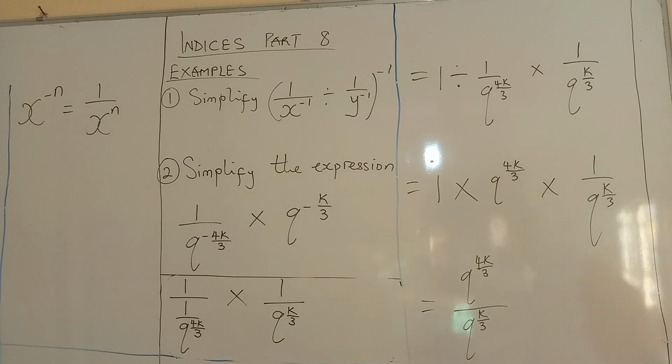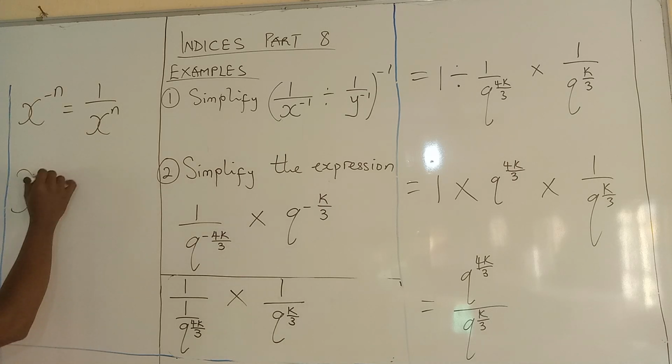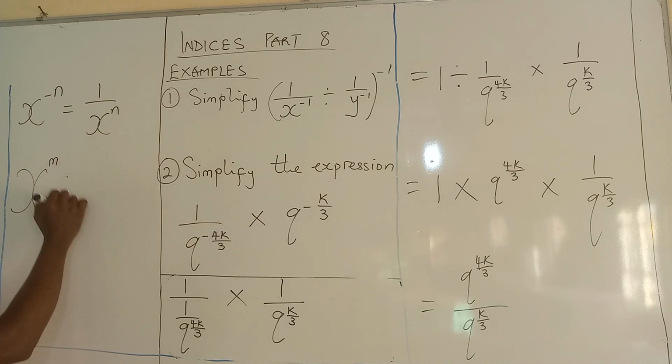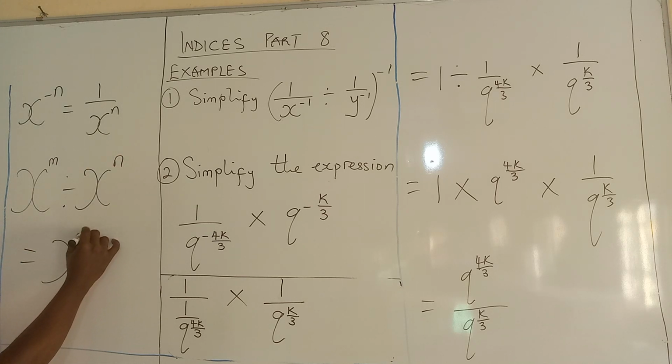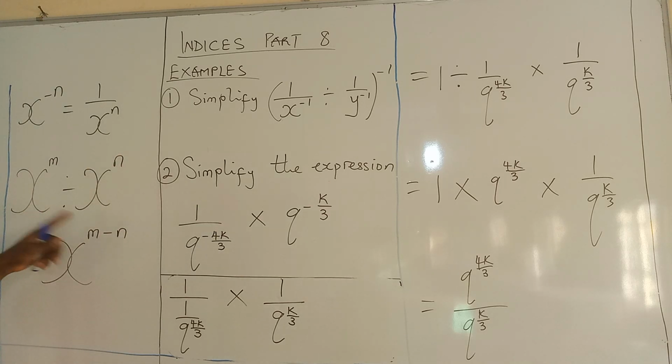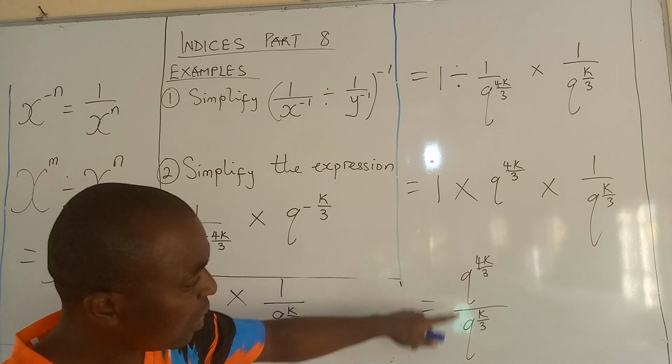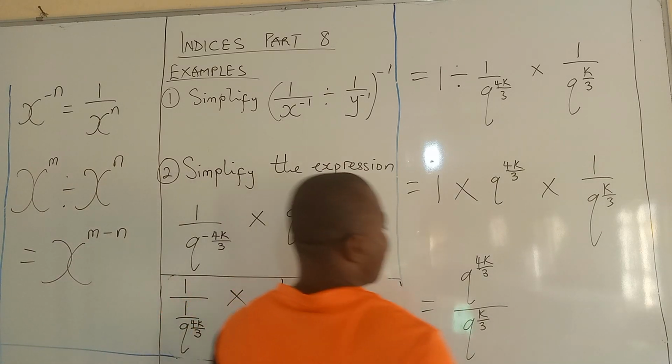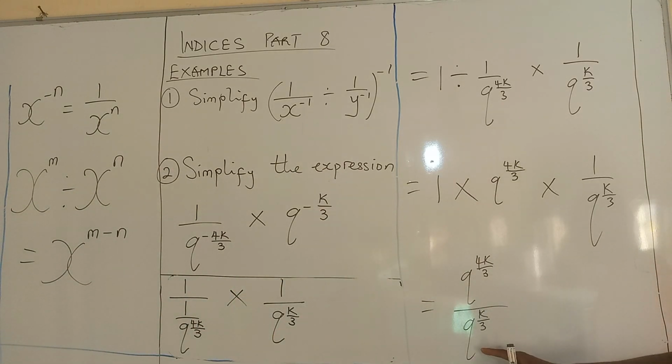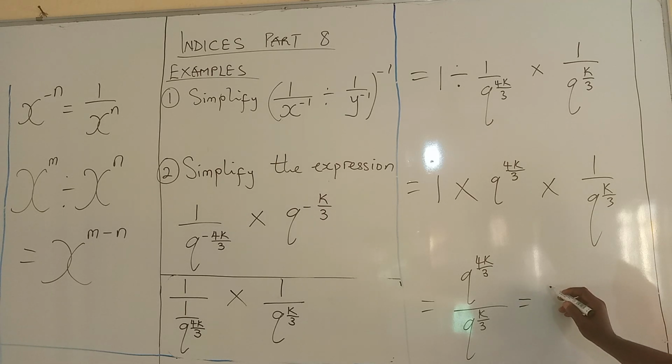Still from our knowledge of indices, when you divide two numbers that have the same base, you subtract their powers. That is, if you have x raised to power m divided by x raised to power n, the answer is simply x raised to power m minus n. When the bases are the same and it is division, you subtract their powers. So if you look at this, the base here is q, the base here is q. So what that means is that we will subtract their powers.